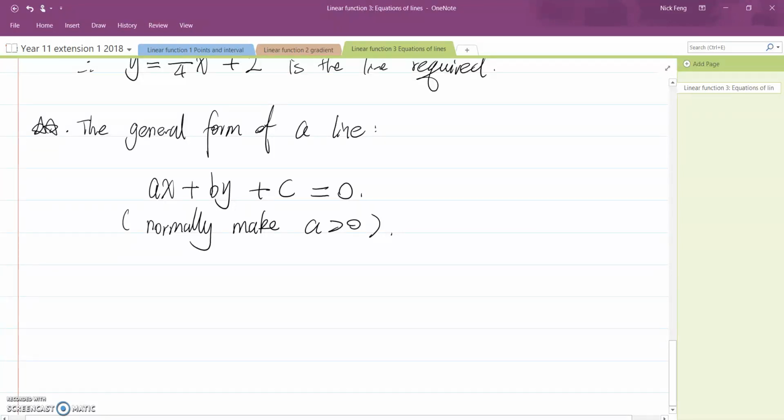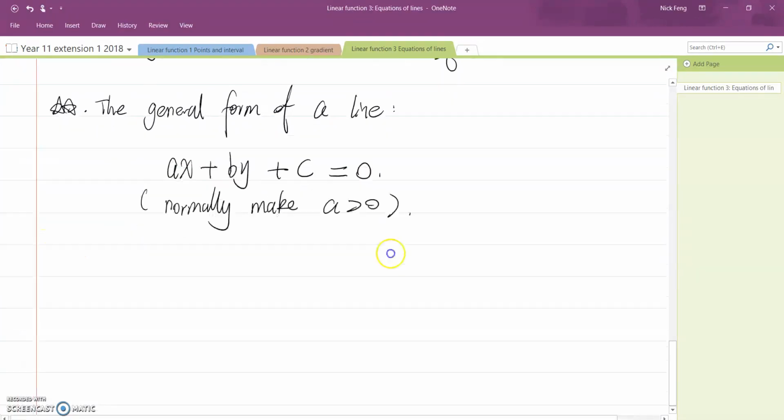Okay, so from this, we normally transform from general form to gradient intercept form, or from gradient intercept form to general form as well. So we have to know both, and the skill is just making one the subject if you want. So here is an example. Let's take a look.